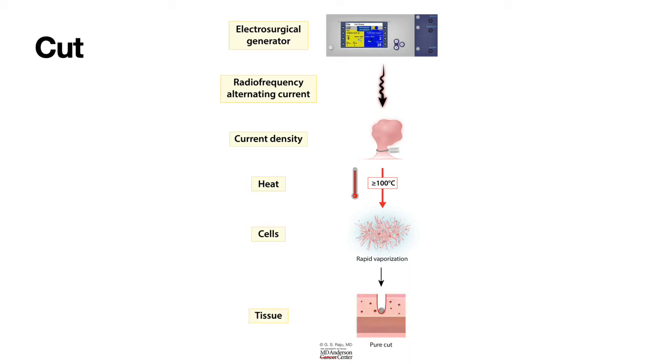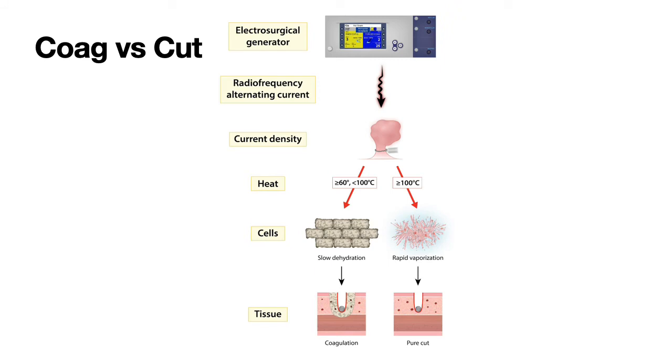So we've learned two important concepts here, coagulation and cut. Let me summarize it here. In coagulation, there is slow dehydration of the tissue, and the temperature that is reached is less than 100 degrees. On the other hand, for a cut, there is rapid vaporization of tissue, and the temperature goes above 100 degrees centigrade.